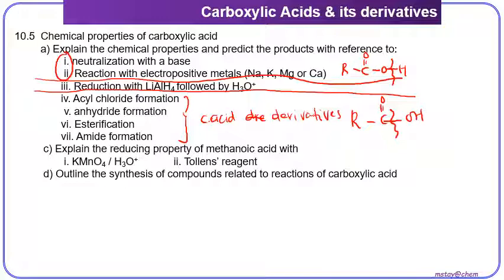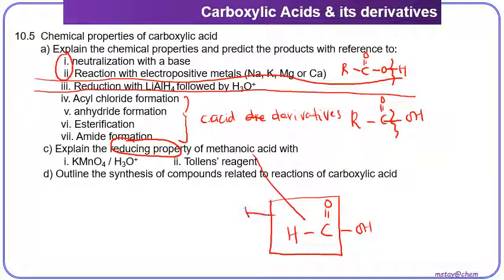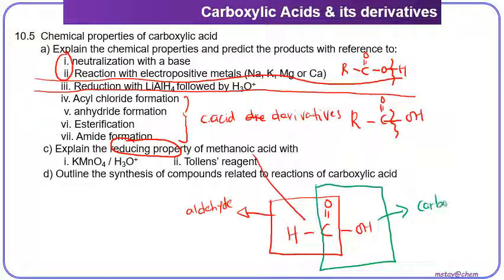Next, we will discuss the reducing properties of methanoic acid, because in this case we notice that methanoic acid has a very special structure. On the left-hand side it seems to have the functional group of the aldehyde carbonyl, and on the other side it has the carboxyl group. So this makes methanoic acid sometimes behave like an aldehyde, sometimes like a carboxylic acid.